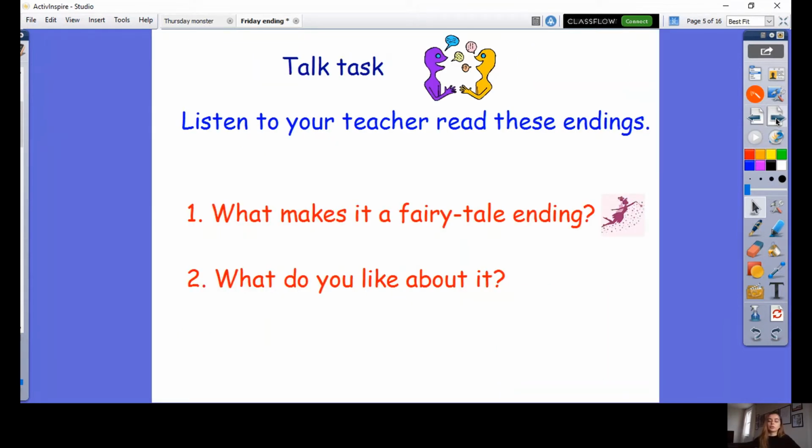So I am going to be reading different fairy tale endings from stories that you are likely to know. So when I am reading this story, we need to think about two things. We need to think about what makes it a fairy tale ending. So thinking about, does it have a happy ending? Do we learn a lesson? What happens with the characters? And what do you like about it? What do you like about these different fairy tale endings? So let's get started with our first fairy tale.